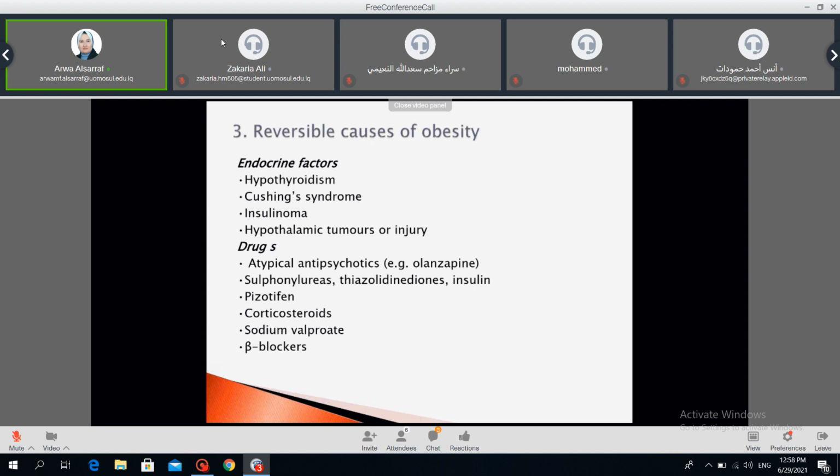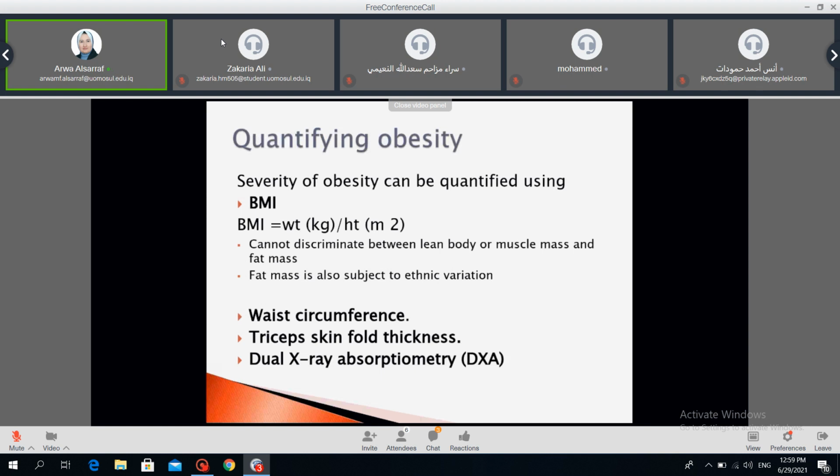How are we going to quantify obesity? The severity of obesity can be quantified by four types of methods. First, by measuring body mass index. Second, by measuring waist circumference. Then measuring triceps skin fold thickness. And the DEXA اللي هو dual X-ray absorptiometry اللي هو معروف أيضا بالفحوص الأوستيوباروسيس يستخدم ويعطينا أيضا فكرة عن ال body mass index of the patient.